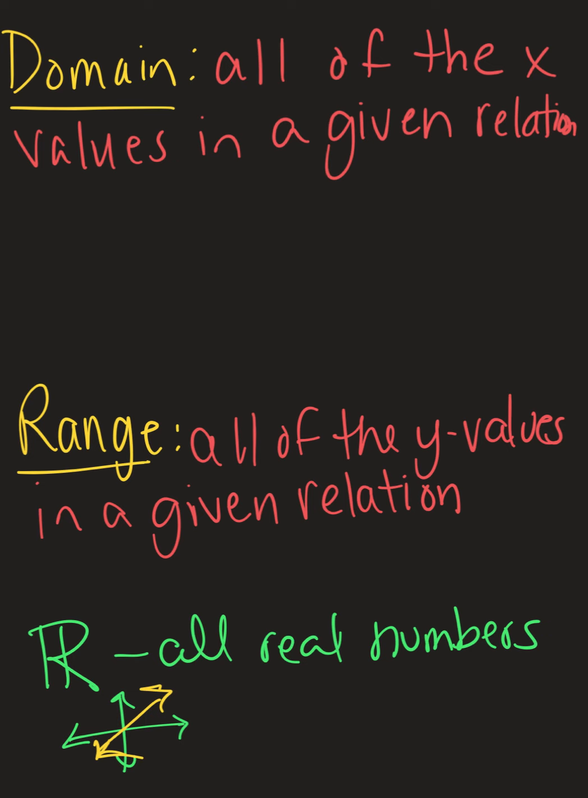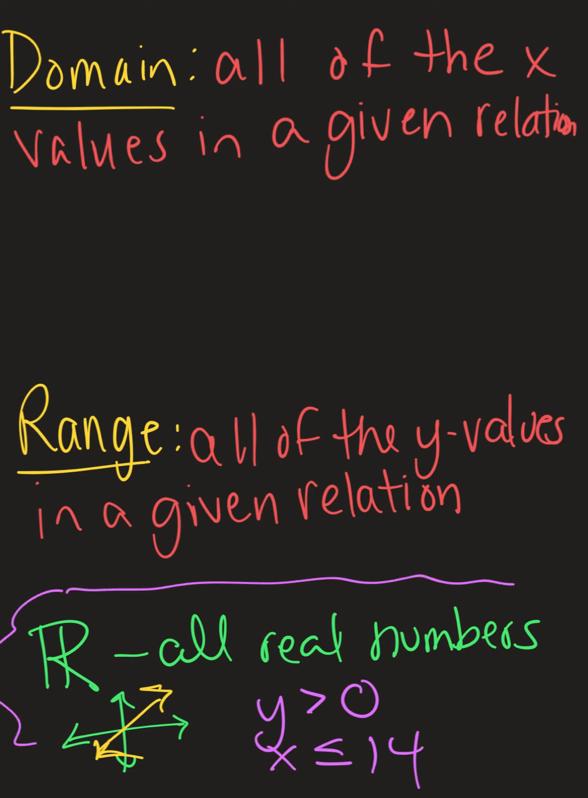Another thing is we sometimes will use our inequality symbols. So, for example, if y is all of the numbers that are bigger than 0, I will sometimes write a range like this. Or if an x value is anything that is less than or equal to 14, then I could write my domain like that. Okay, so these are some things that you may see moving forward. We're going to focus on the specific lists today, though.